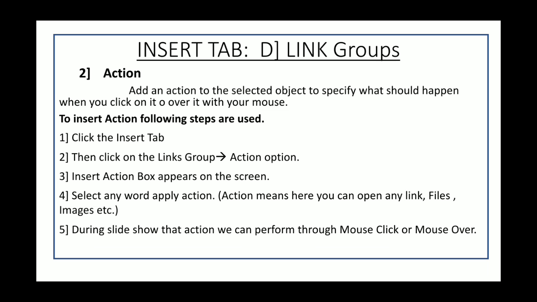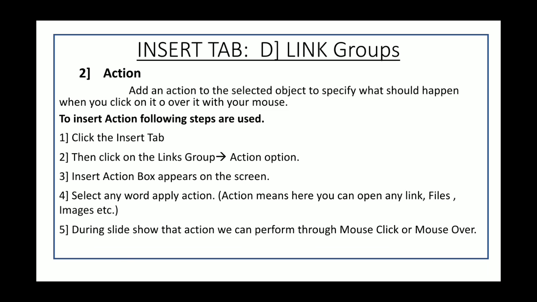The insert action box appears on the screen. Whenever you click on the action option, you will get the insert action box. Select any word, apply action. You can select a word there and you can set the action. Here action means you can open any link, files, images, etc. Whenever you click the mouse, automatically that file should open or those images should be displayed. That you can set there.